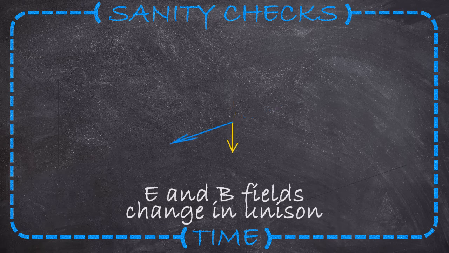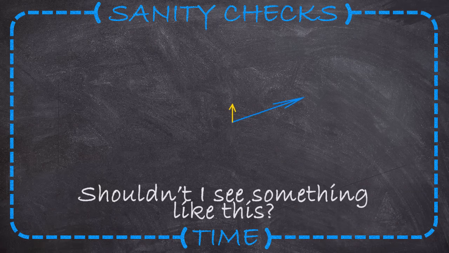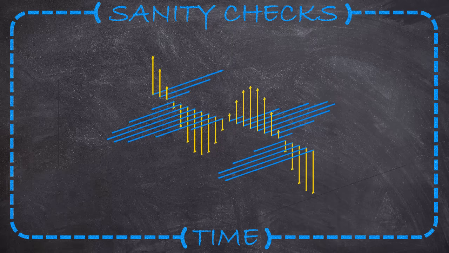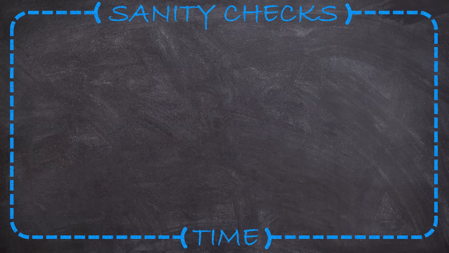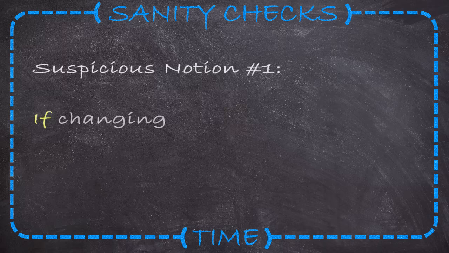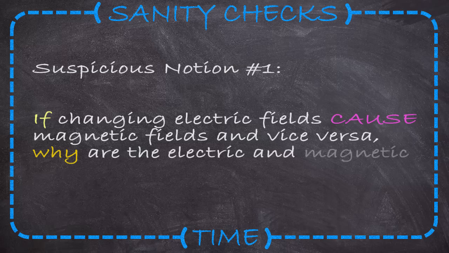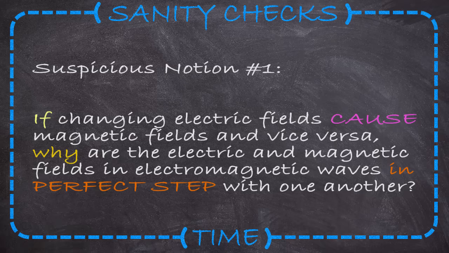Because if one of these is causing the other, then we'd expect some sort of time delay. We'd expect, say, the electric field to change first, and then that change to cause some change in the magnetic field. But that's not what we see. They're changing perfectly in step with each other, which is definitely fishy if our misconception is right. So, suspicious note number one: if changing electric fields cause magnetic fields and vice versa, why are electric and magnetic fields in electromagnetic waves in perfect step with one another?